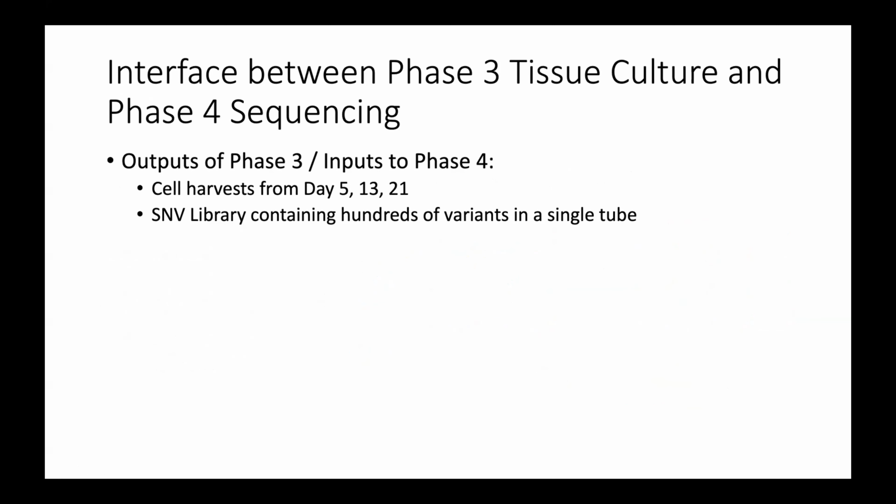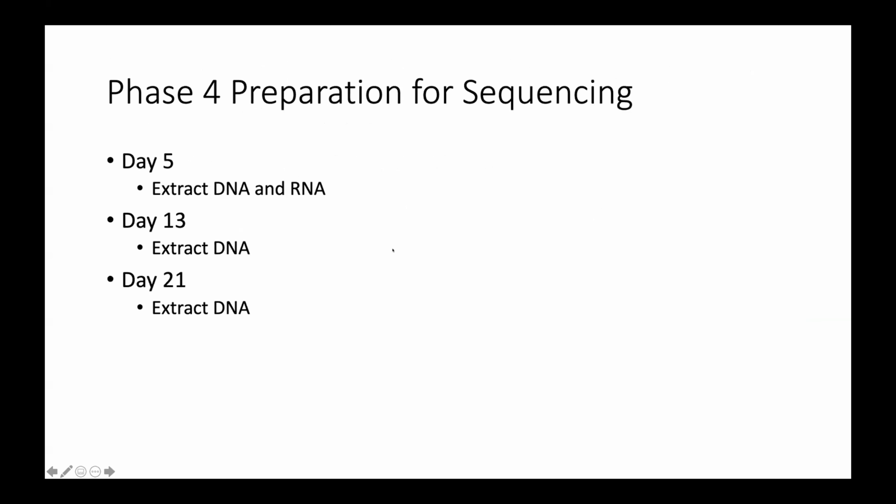And so this is the logic in the tissue culture and the actual phenotypic readout of what's happening here. So at the end of the tissue culture, you have those cell harvests and you have your library, and you're going to essentially extract the DNA and RNA from the harvests and then sequence those. And you're also going to sequence your library to act as a baseline of what variants you incorporated into the cells. And so the preparation for sequencing is very straightforward. You have your 3 time points, for example, day 5, 13, 21. You extract DNA and RNA at the first time point. You just extract DNA at the latter 2 time points.